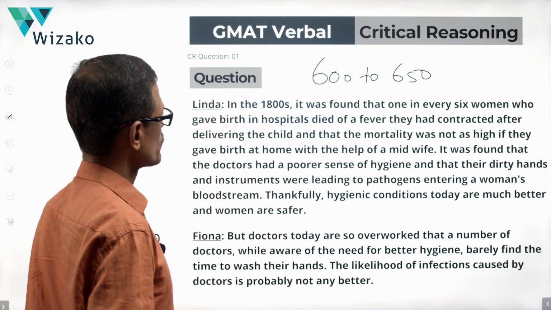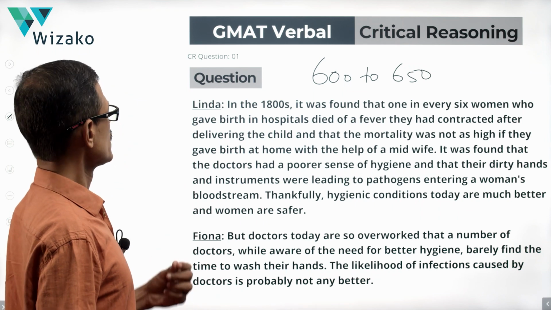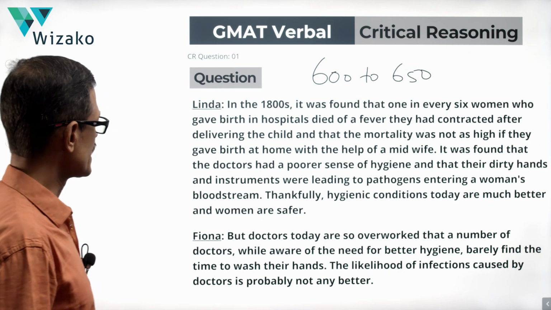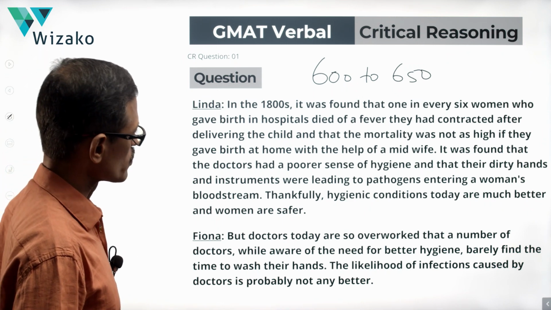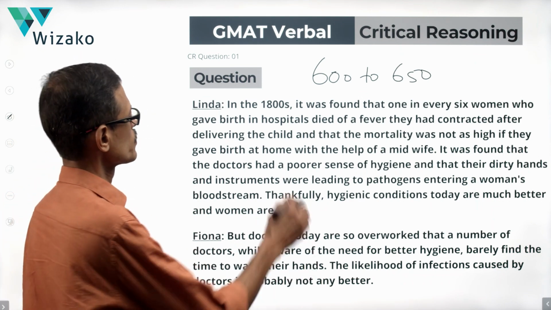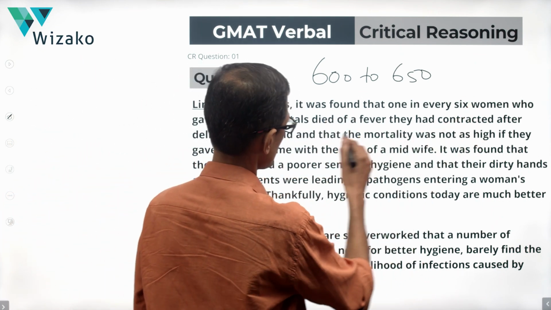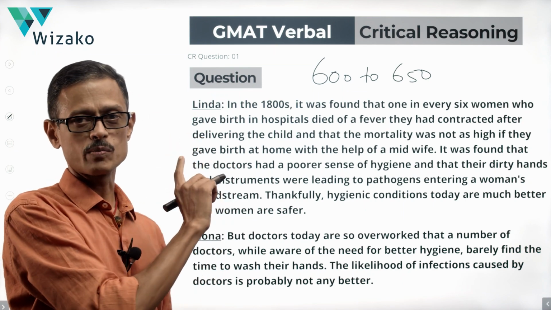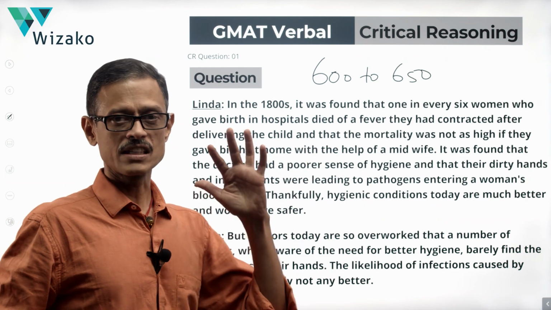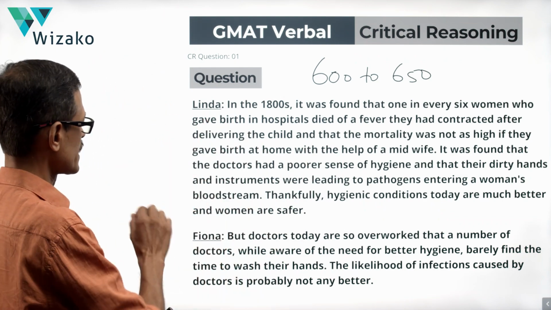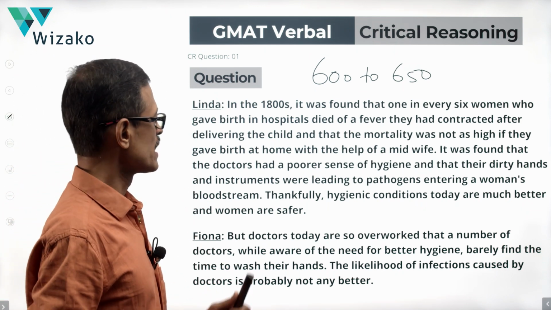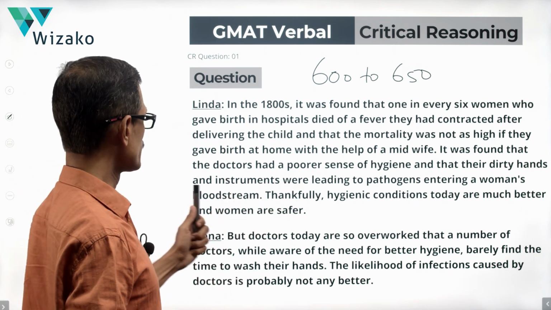In the 1800s, it was found that 1 in every 6 women who gave birth in hospitals died of a fever they had contracted after delivering the child, and that the mortality was not as high if they gave birth at home with the help of a midwife, right? So death after delivering a child was much higher when they delivered at the hospital than when they took the help of a midwife and delivered at home. This is a fact, this is information provided. It was found that the doctors had a poorer sense of hygiene and that their dirty hands and instruments were leading to pathogens entering a woman's bloodstream.